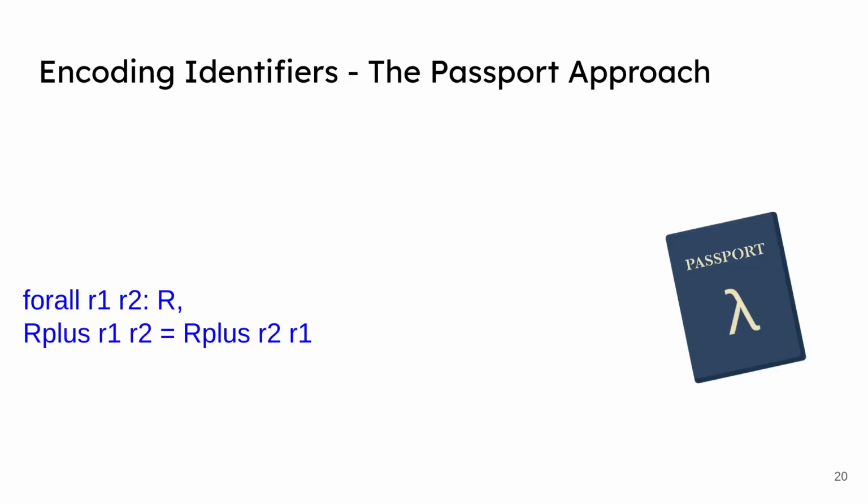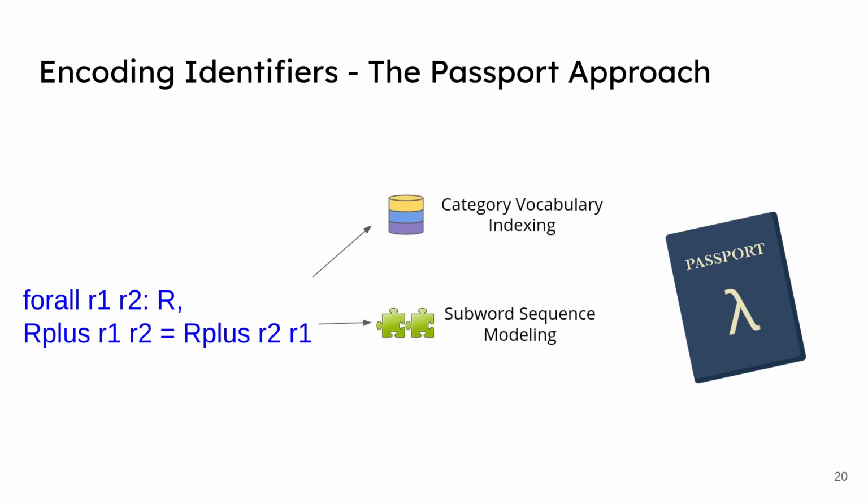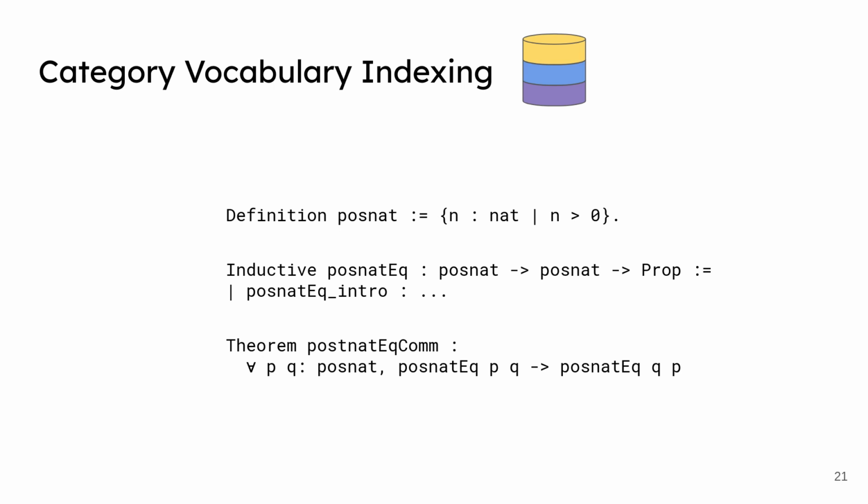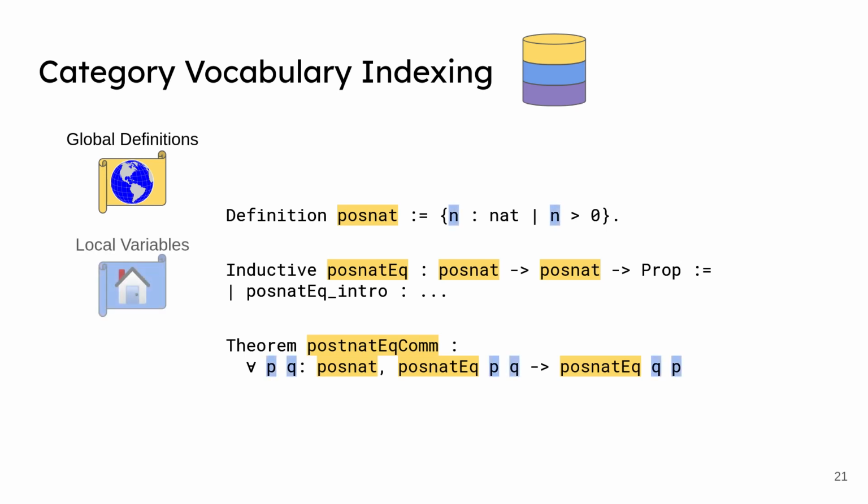So the Passport approach is a new method of encoding terms and the identifiers within them with three different mechanisms: category vocabulary indexing, subword sequence modeling, and path elaboration. So let's talk about each of these three mechanisms. The first relies on the fact that there's not just one kind of identifier, but in fact a few different kinds. There are global definitions, identifiers that are defined for the top level. There are local variables, identifiers that have their meaning within a particular scope. And there are constructors, which are kind of like global definitions, but tied to a type and have some special meaning.